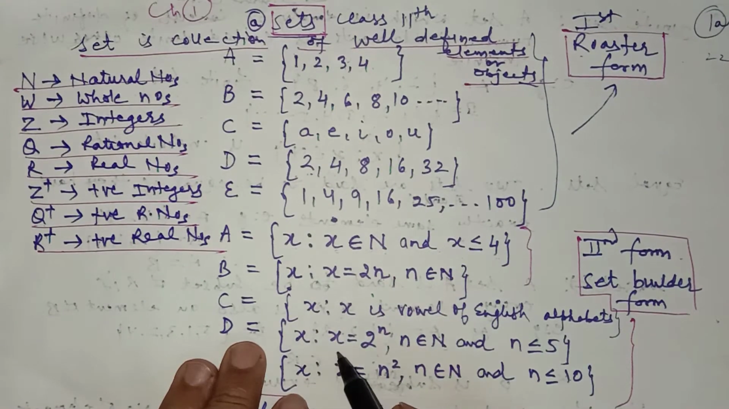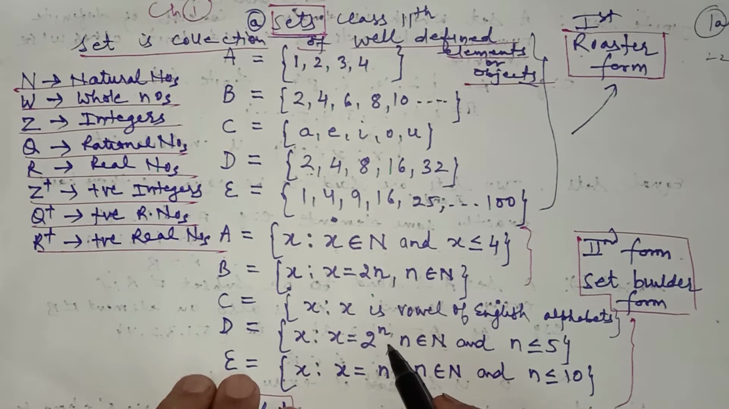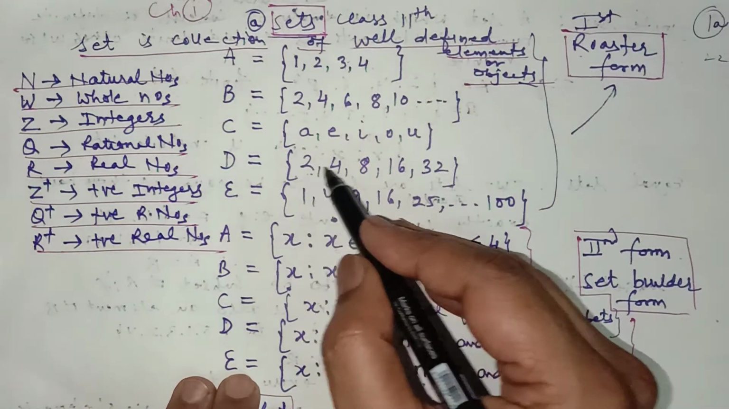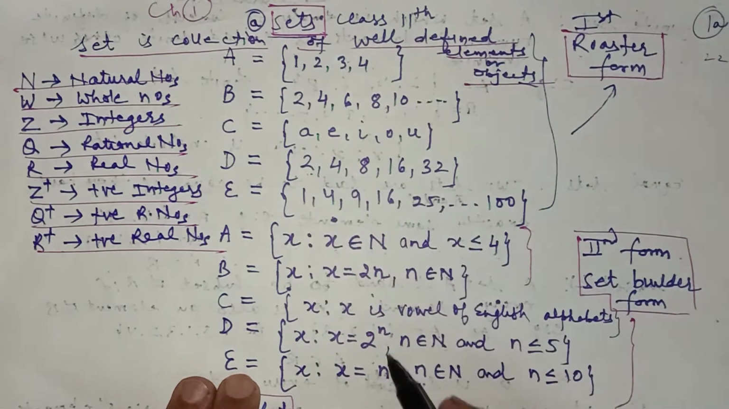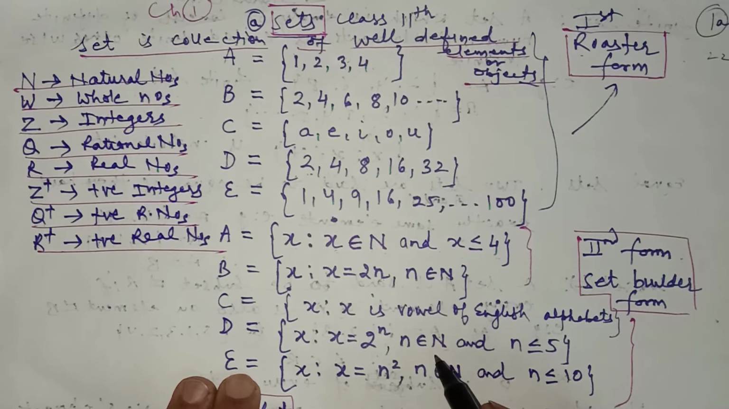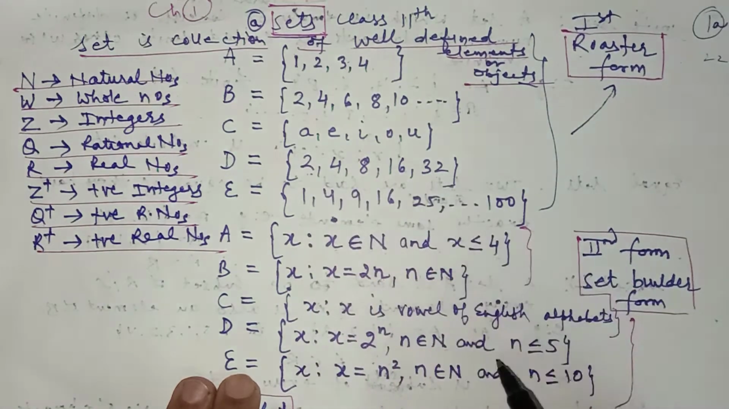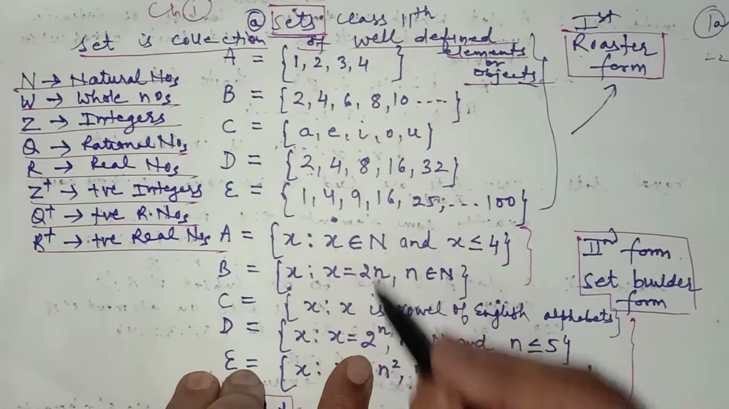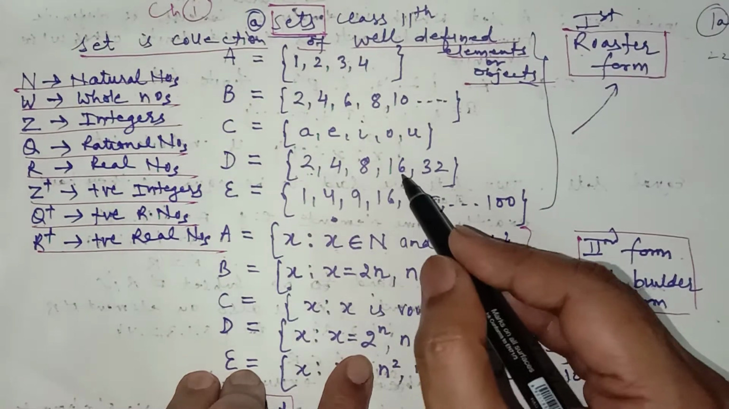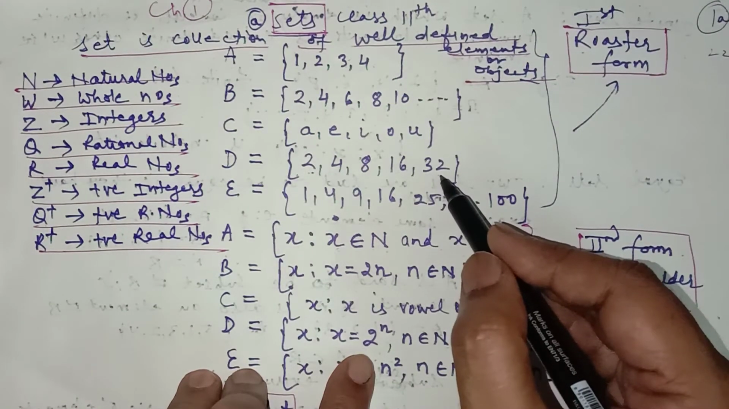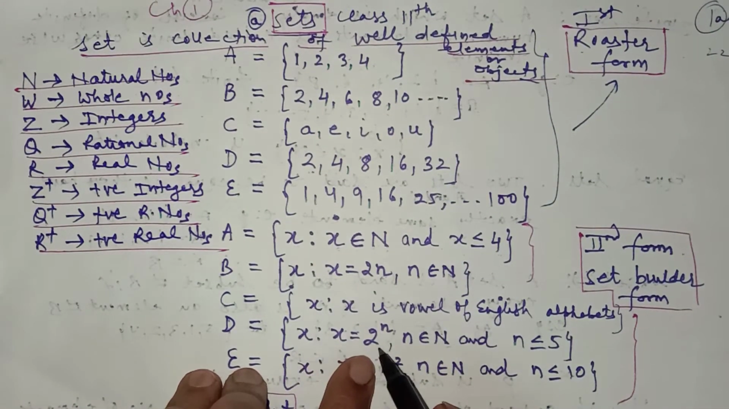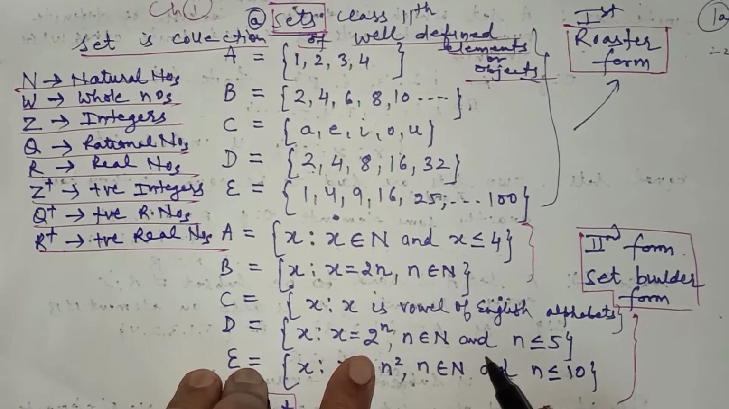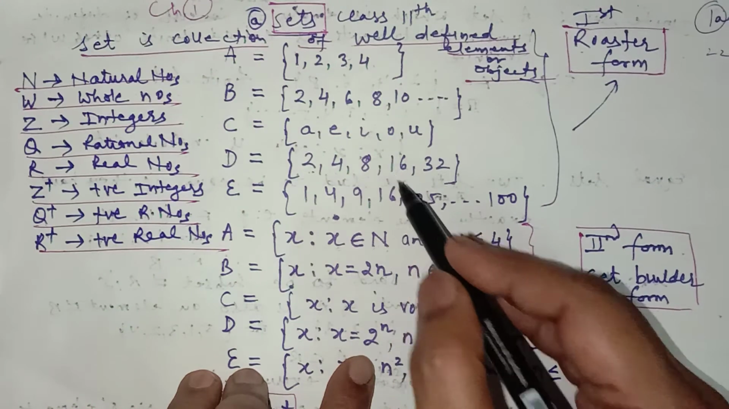2 raised to power 5, and so on. So x such that, now what is x? X is 2 raised to power n. Now what is n? N is a natural number. And how many elements are there? 1, 2, 3, 4, 5. So n is less than or equal to 5. Means 2 raised to power 1 is 2, 2 raised to power 2 is 4, 2 raised to power 3 is 8, 2 raised to power 4 is 16, 2 raised to power 5 is 32, like this. X such that x is equal to 2 raised to power n, n belongs to natural number, and n is less than or equal to 5. So this is the set builder form of this set.